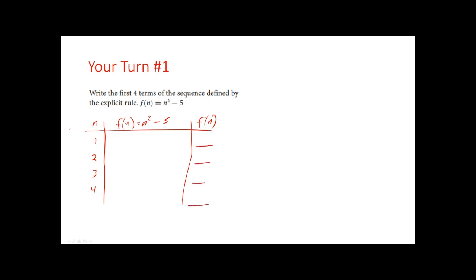So your turn, number 1. Write the first 4 terms of the sequence defined by this explicit rule. So go ahead and create your table. Your first term, second term, third term, fourth term for your sequence represented by f of n equals n squared minus 5. Find your outputs, or your range, and that will be your answer. Those will be your first 4 terms.